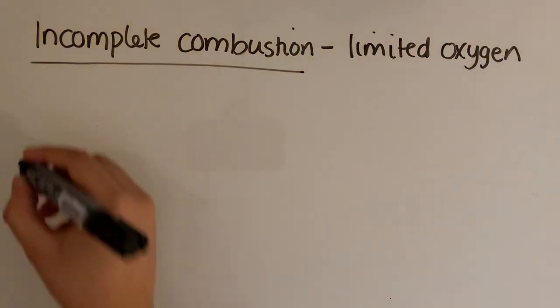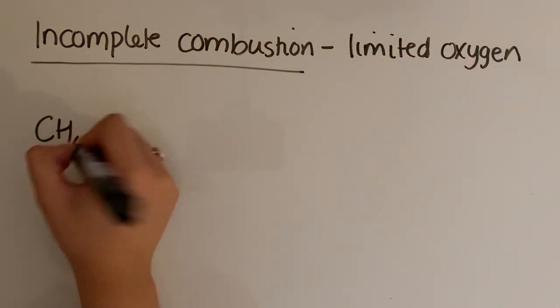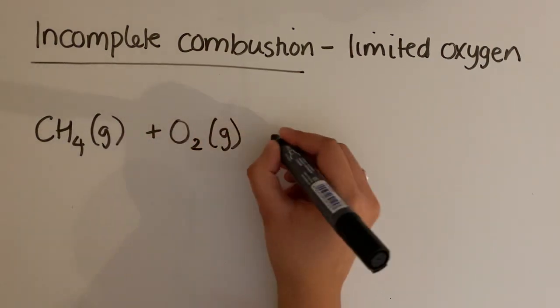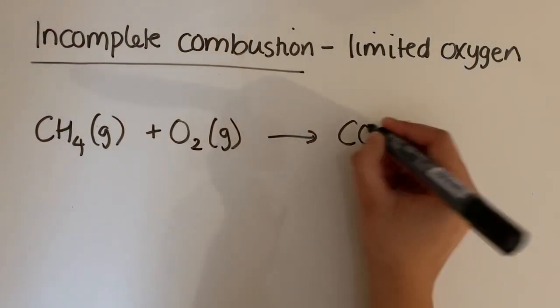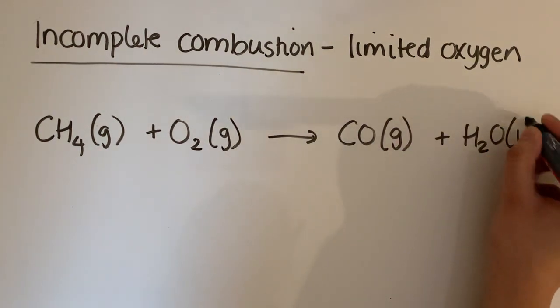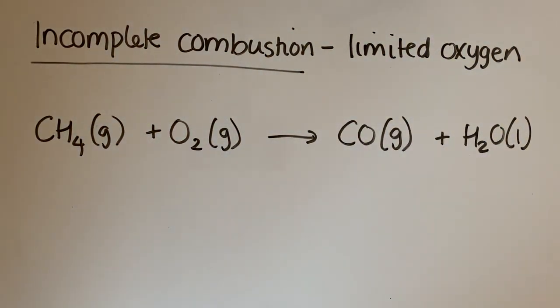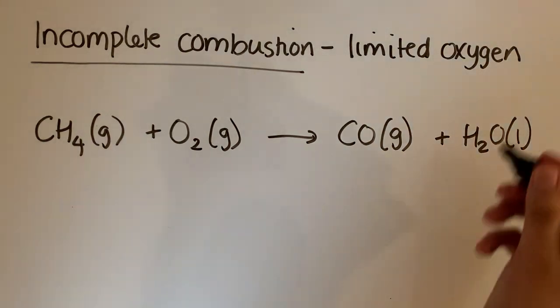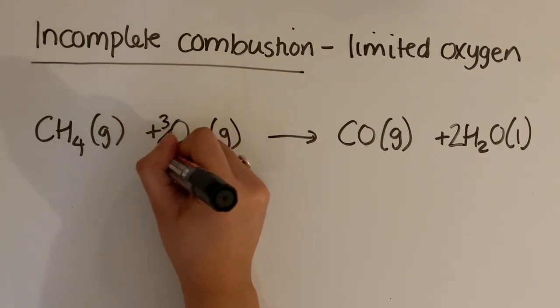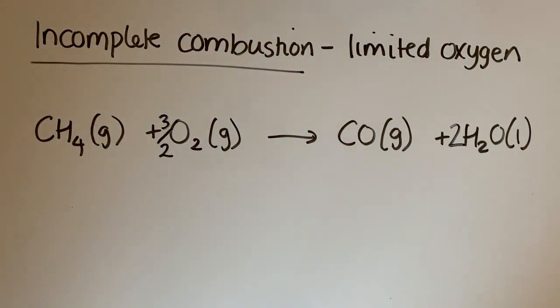I'll do both of them for methane. For the one where we are forming carbon monoxide gas, carbon monoxide is a gas, and water, that's the equation for that. If I want to balance that, that is 2 here and 3/2 here. So this is one equation we can write for the incomplete combustion.